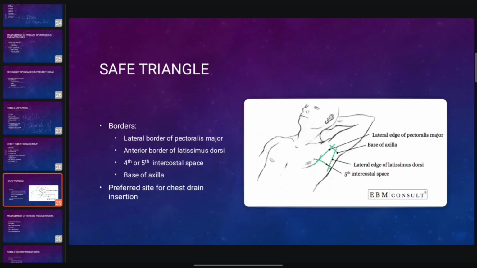The safe triangle is bounded by the lateral border of pectoralis major. Here, let me change the color. So this is the lateral border of pectoralis major muscle, the anterior border of latissimus dorsi muscle coming from behind, and the fourth or fifth intercostal space. Here is the fourth or fifth intercostal space, and the base of the axilla. Here is the base of the axilla, and this is the preferred site for the chest drain. So this triangle of safety is very important for insertion.